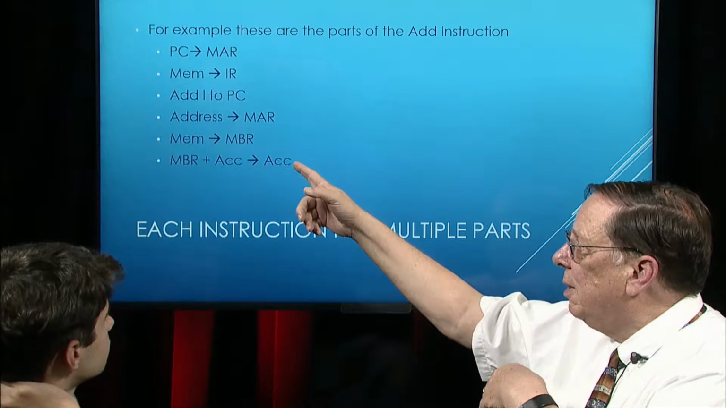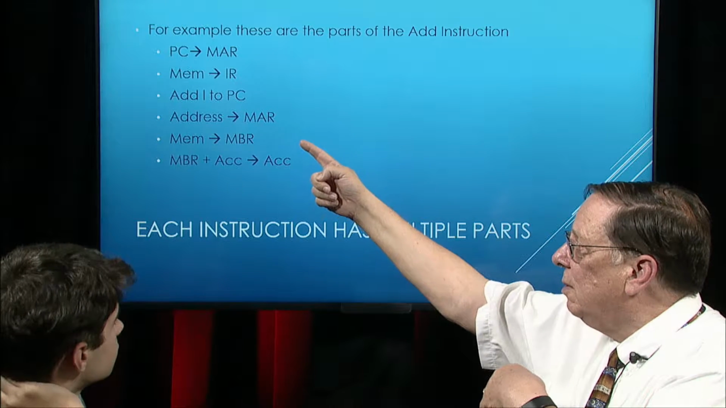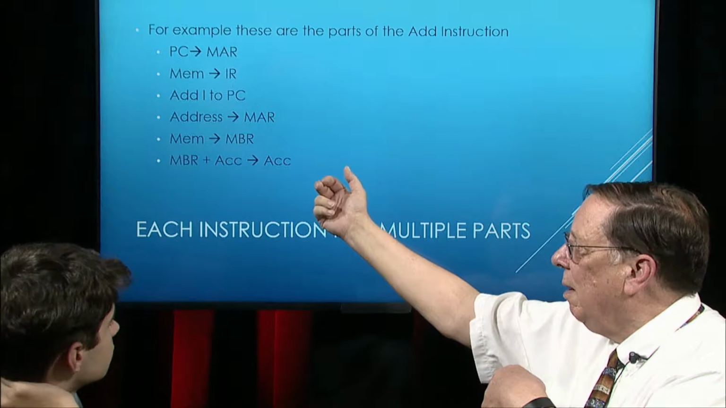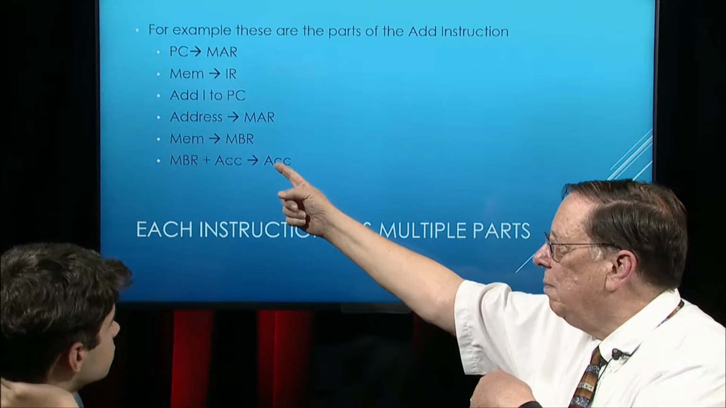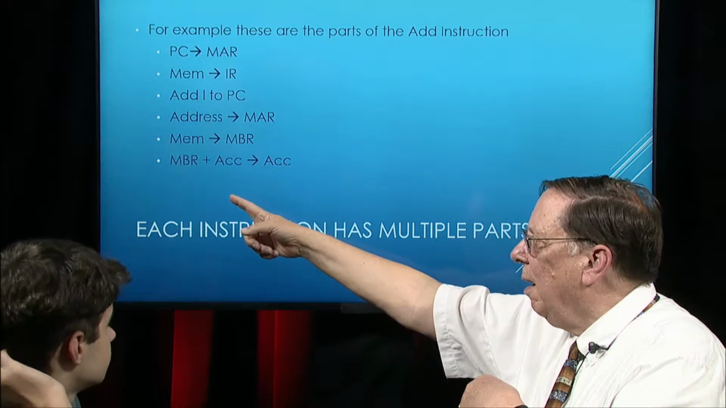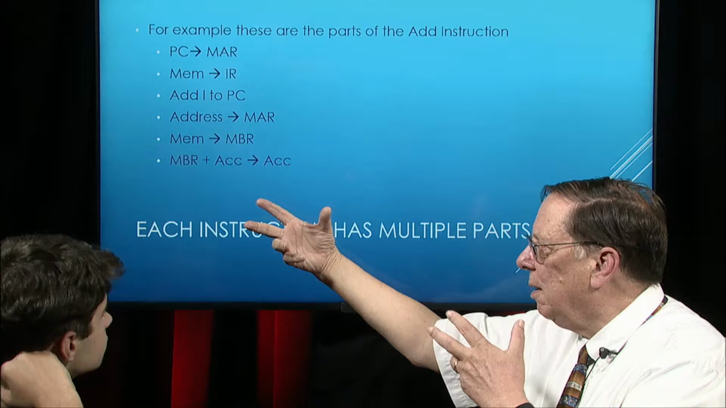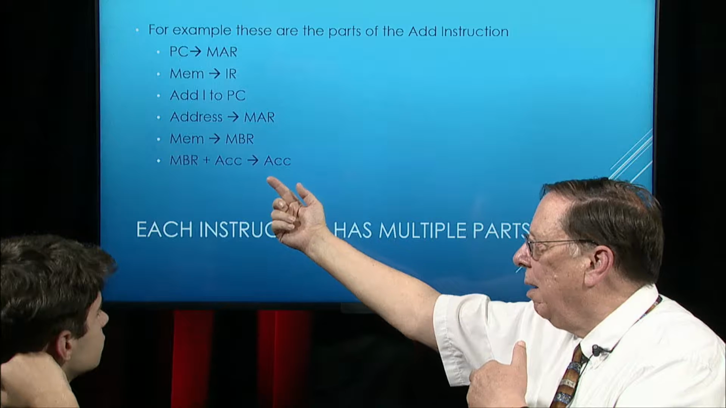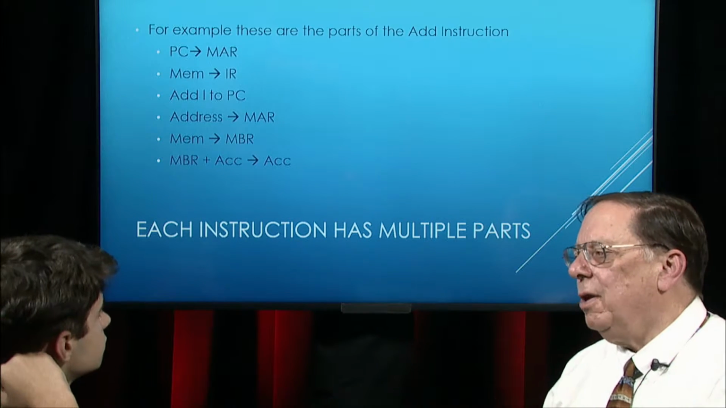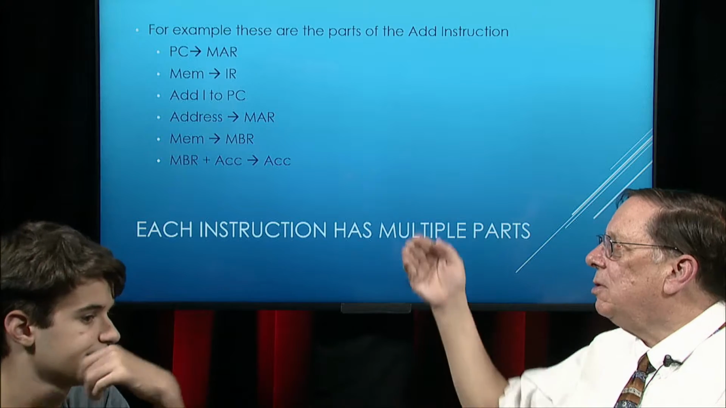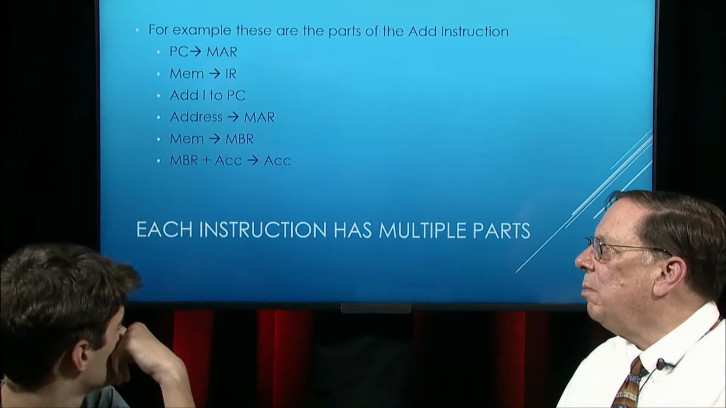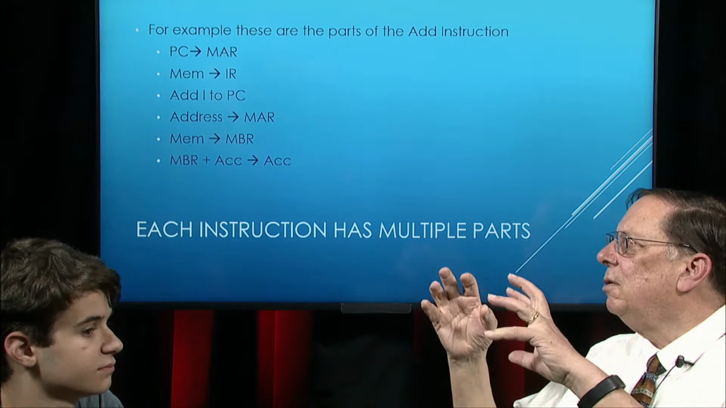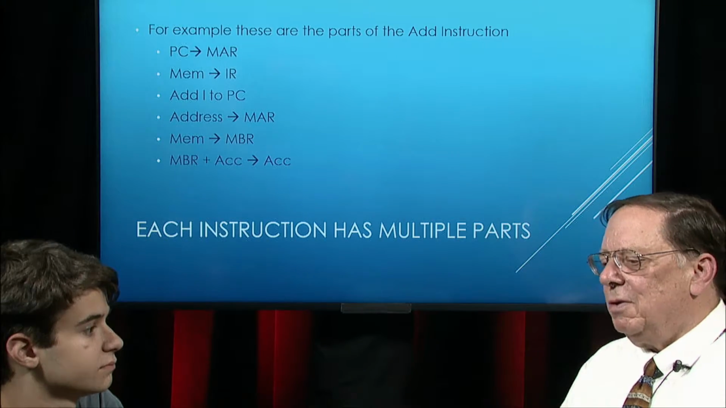We take that address that's in the instruction register, the address part, and we move it to the memory address register. We grab the memory content at that location and put it in the memory buffer register. And then we use that accumulator adder to add the memory buffer register to the accumulator, and we put the results back in the accumulator. And then we're done with that instruction. So it's not just one step. We have to do each of those things one by one. And so that's what that instruction decoder does, it takes that instruction and implements each of the individual parts.